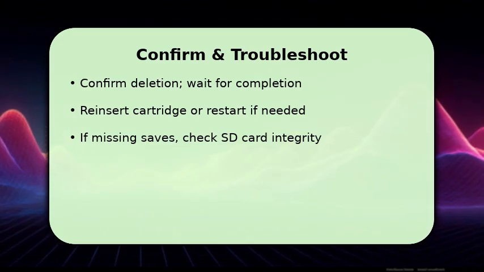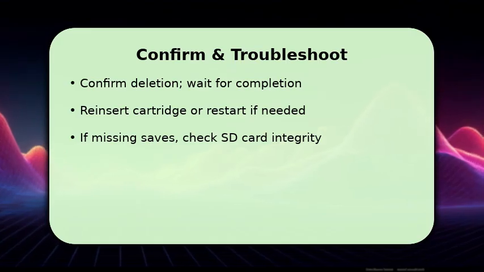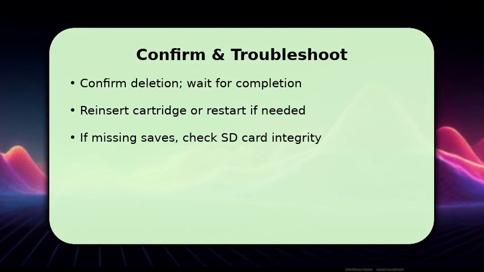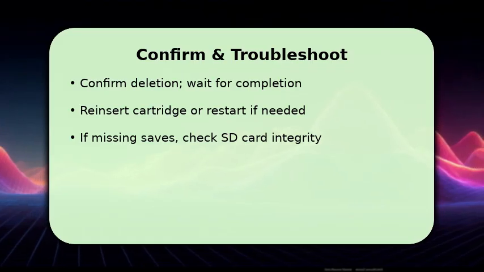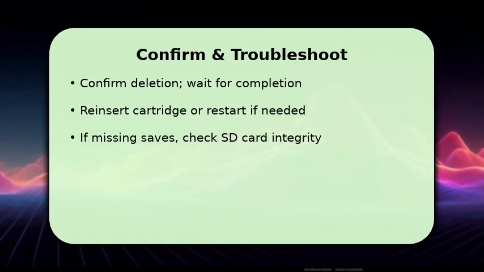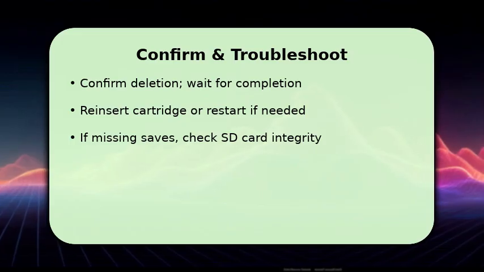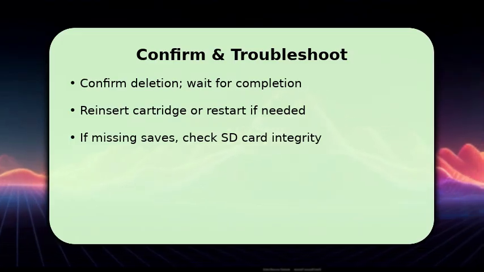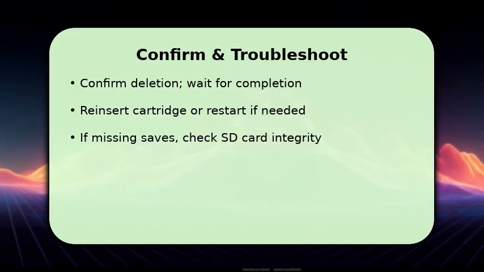If the save didn't delete or saves appear missing, make sure you check the correct storage, SD versus system, and inspect the SD card for errors. Use a PC to run a simple scan. If problems persist, restore from a backup or seek professional repair to avoid further data loss.